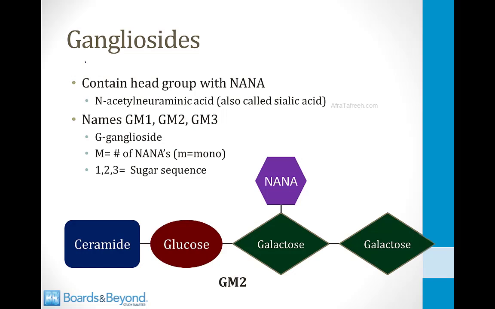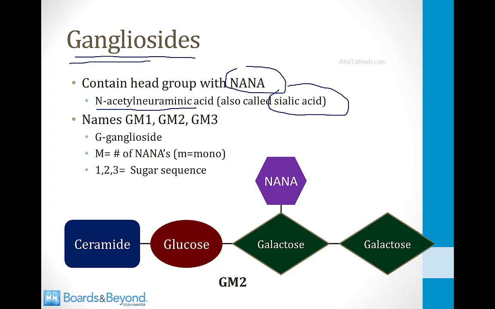The next group of sphingolipids we're going to discuss are the gangliosides. The gangliosides are a family of sphingolipid molecules, and as you can imagine from the word ganglion being in their name, they're all important for nerve function. All of the gangliosides have ceramide molecules with a head group that contains a structure called NANA. NANA stands for N-acetylneuraminic acid. It's also sometimes called sialic acid.